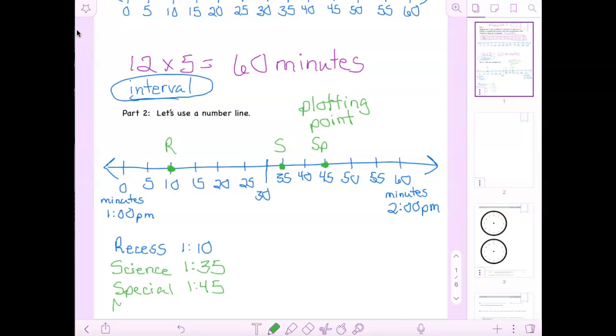And let's say we start math, which most of you do math in the morning, but let's pretend we do math at 2 o'clock. So we don't really need to count on our number line because we know right over here is 2 o'clock all the way over here on the right-hand side. So that is math time.